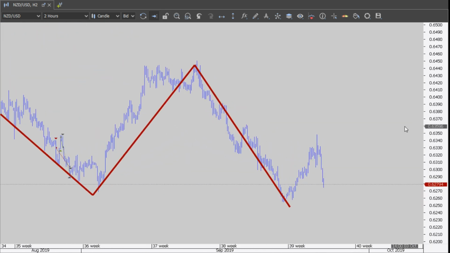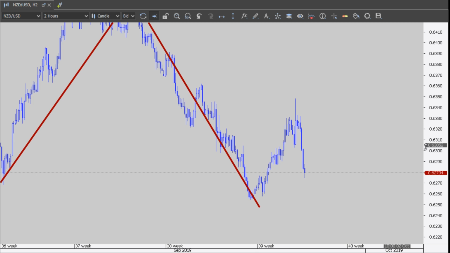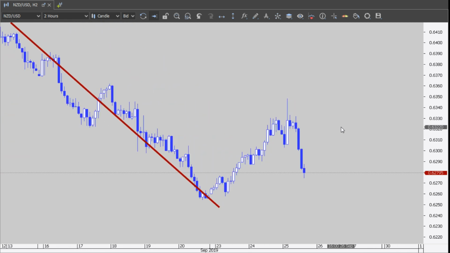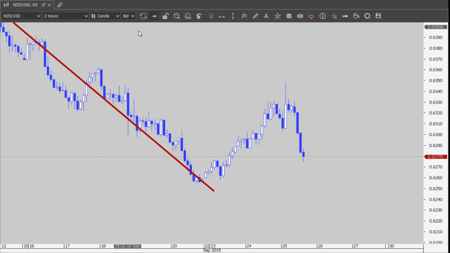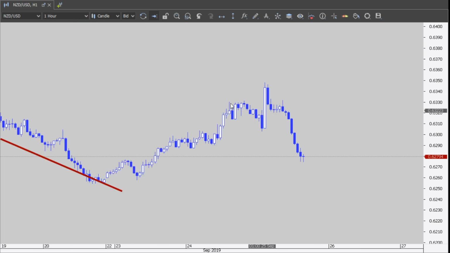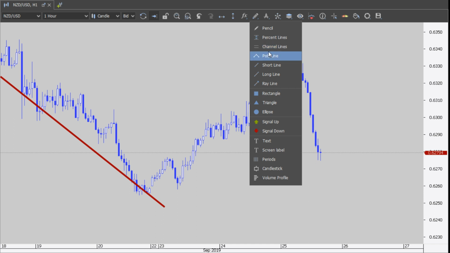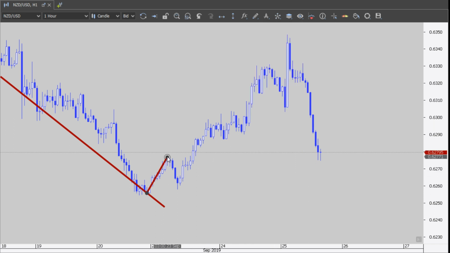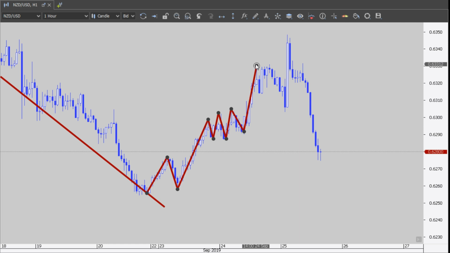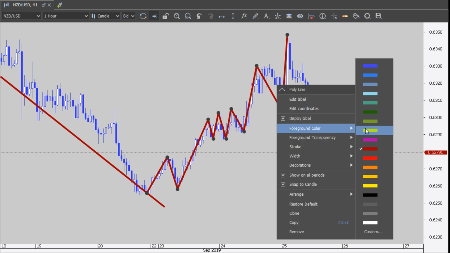And for some of you, what can we see on the 2-hour chart? Maybe on the 1-hour chart, even better. On the 1-hour chart, we were in an uptrend. Higher highs, higher lows, higher highs, higher lows, higher highs. We were in an uptrend. Yes, sir, you are correct.